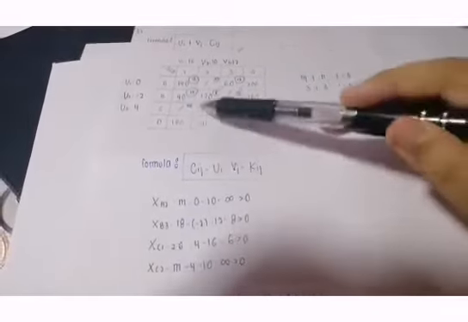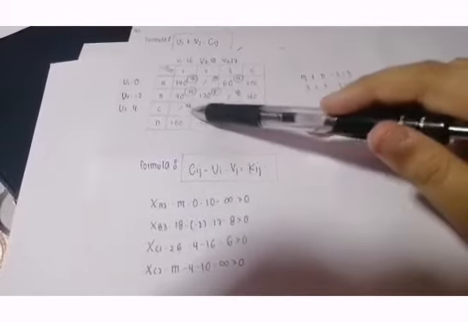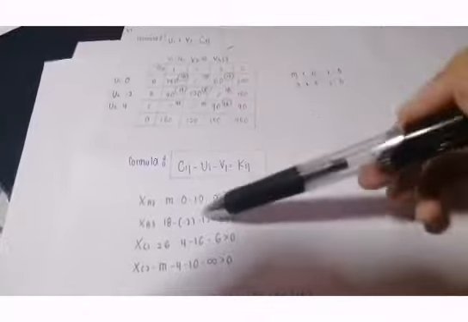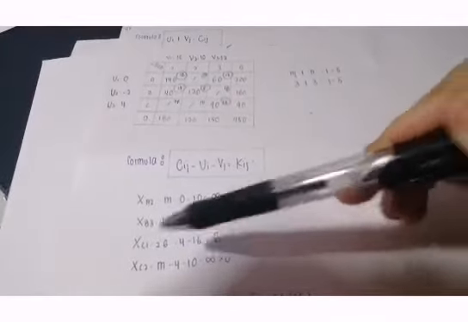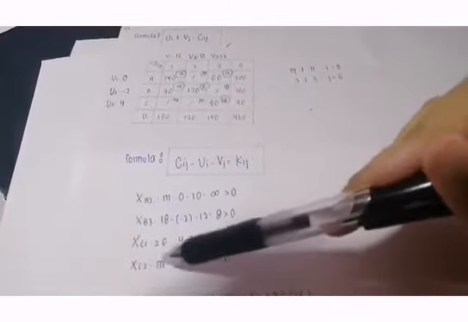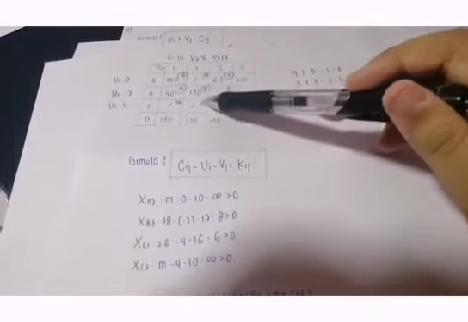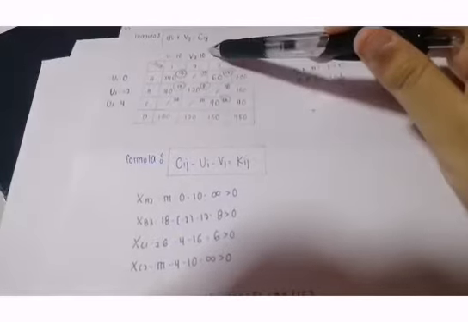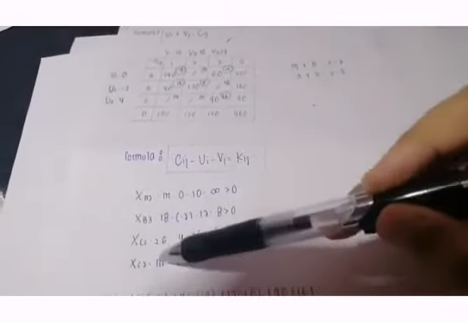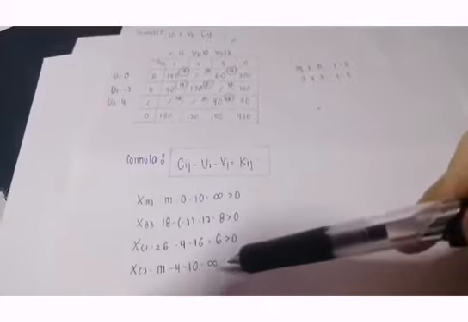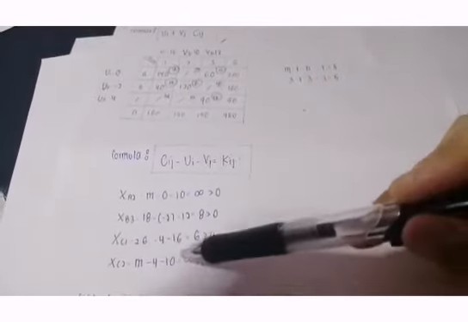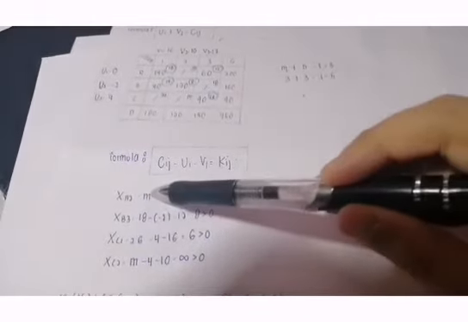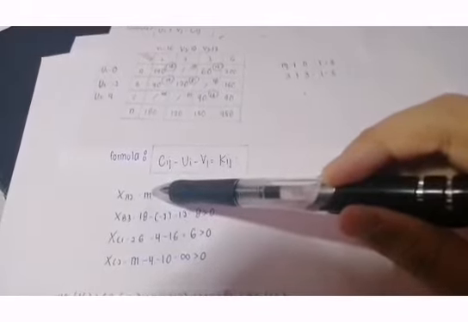For XC1, 26 minus 4 minus 16, you will get 6. And lastly XC2, M for Cij, Ui is 4 and 10 for Vj. So M minus 4 minus 10, you will get infinity. You get infinity for XC2 and XA2 because M is a large number.